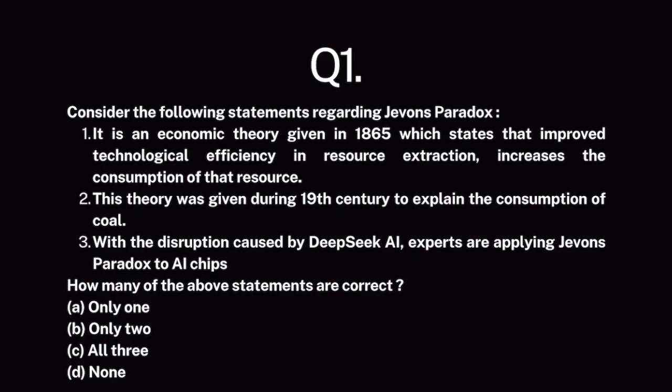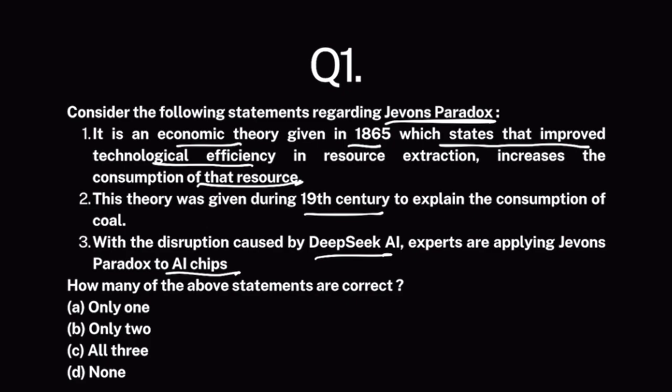Consider the following statements regarding Jevons paradox. It is an economic theory given in 1865 which states that improved technological efficiency in resource extraction increases the consumption of that resource. This theory was given during 19th century to explain the consumption of coal. With the disruption caused by DeepSeek AI, experts are applying Jevons paradox to AI chips. Okay, how many of the above statements are correct? Now, Jevons paradox was given in 1865 by William Jevons. Okay, now what this paradox says, I'll explain with an example.